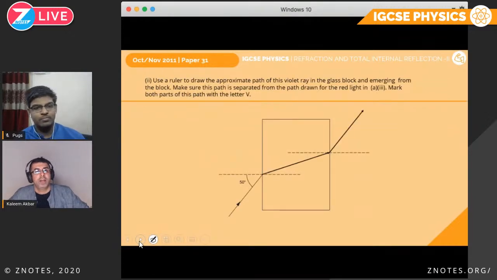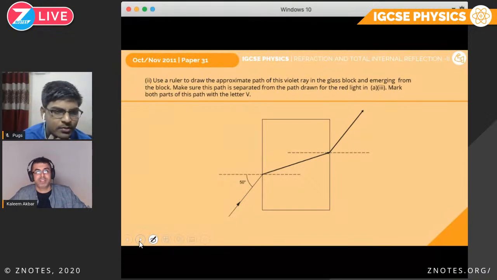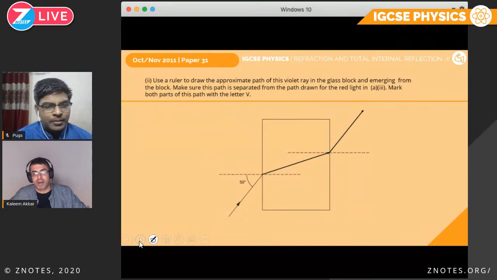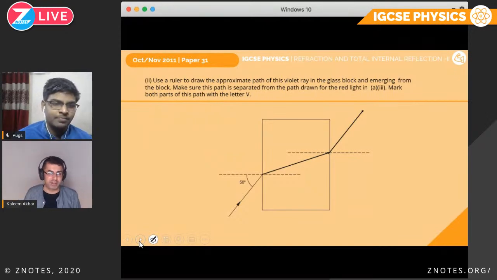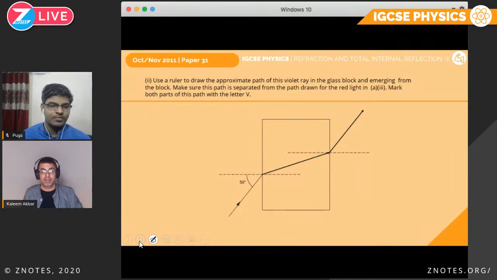Okay. Use a ruler to draw the approximate path of this violet ray in the glass block and emerging from the block. Make sure this path is separated from the path drawn in the red line. And this is where I was hoping that the video would be ready. So I'm really my bad. Because what you'll learn when you look at the video is, and we didn't do dispersion, but if you ever do dispersion, it's red, orange, yellow, green, blue, indigo, violet.